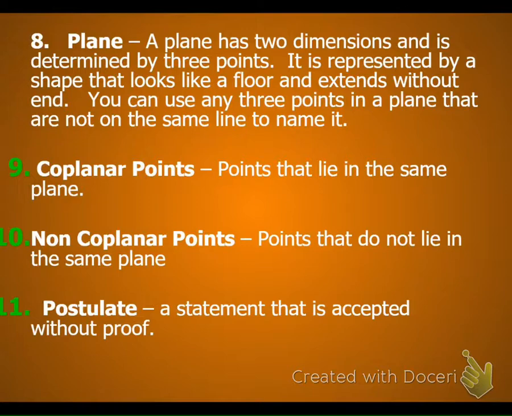You can use any 3 points in a plane that are not on the same line to name the plane. Any 3 points that are not collinear to name the plane. We have coplanar points. Those are points that lie on the same plane. We have non-coplanar points, points that do not lie on the same plane. And we have a postulate. A postulate is a statement that is accepted without proof.